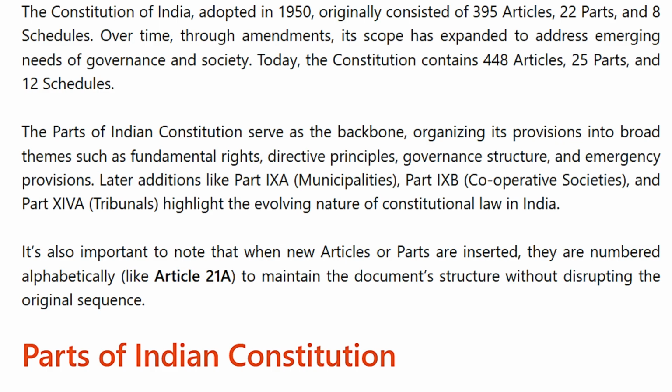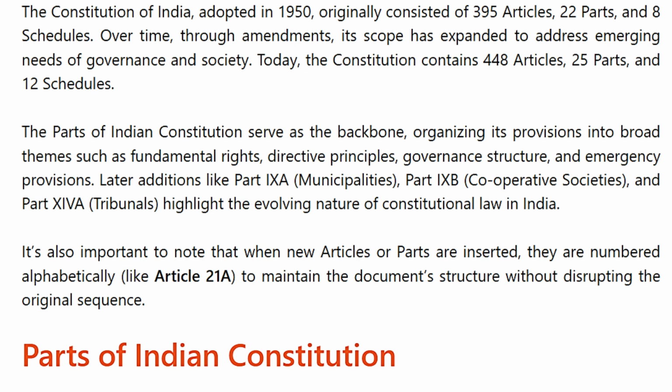The Constitution of India, adopted in 1950, originally consisted of 395 articles, 22 parts, and 8 schedules. Over time, through amendments, its scope has expanded to address emerging needs of governance and society. Today, the Constitution contains 448 articles, 25 parts, and 12 schedules.